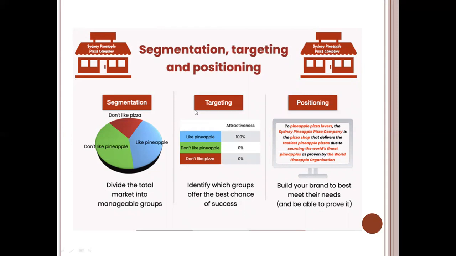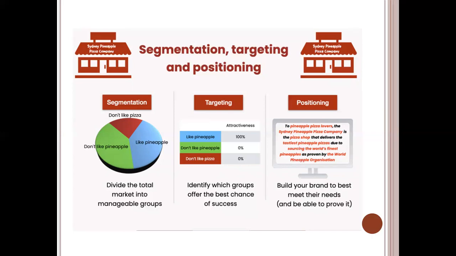We have segmentation, targeting, and positioning. Here we have segmentation. It is understanding your potential customers' wants, or how you will reach your customer. We have here the Sydney Pineapple Pizza Company. For this one, they are segmenting their target market. Some of them don't like pizza, some like pineapple with their pizza, and some don't like pineapple with their pizza. So they divide the total market into manageable groups.